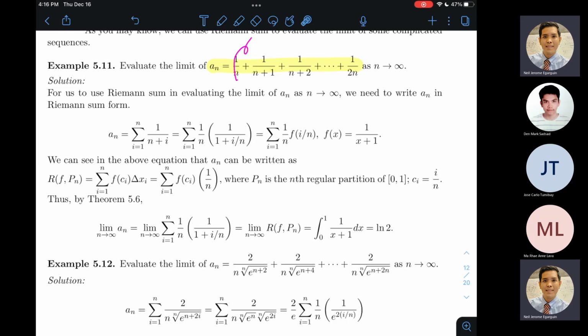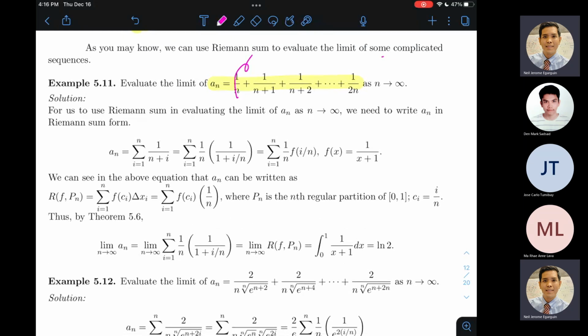Tapos ngayon, again, isusulat ko si a sub n na formang isa siyang Riemann sum. So una, para maging Riemann sum siya, di ba dapat ang maging itsura niya ay summation ng f of c sub i times delta x sub i? Alright? So kailangan ko ng step size. And to make our lives easier, we want delta x sub i to be constant among all of the i's to facilitate the further simplification of the expressions.